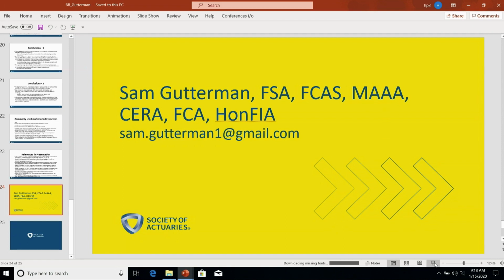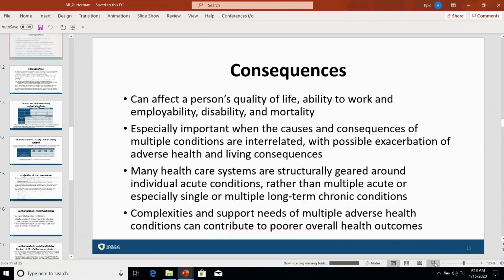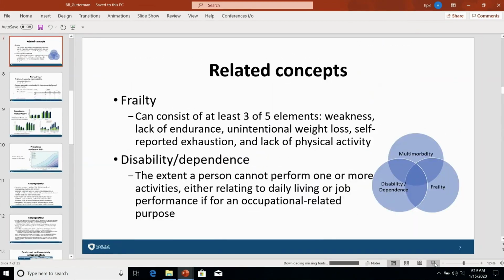I like the little Venn diagram that Sam had. I don't know if I can go back to that. If I can see the page up. Here, the little Venn diagram in the corner.